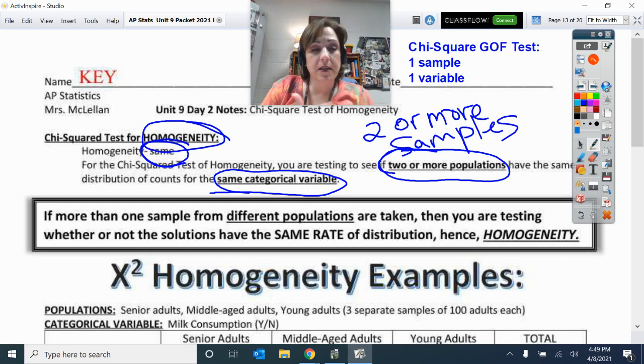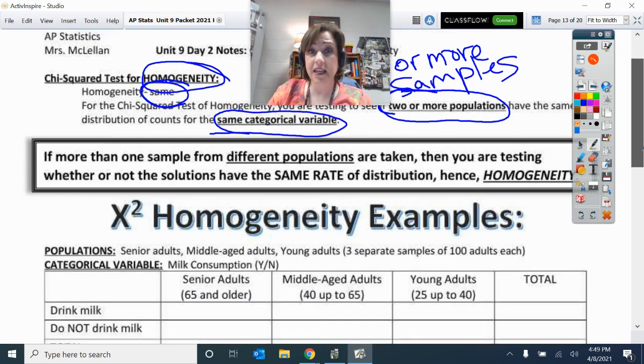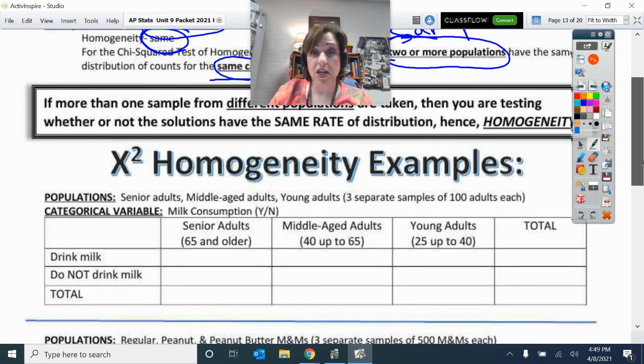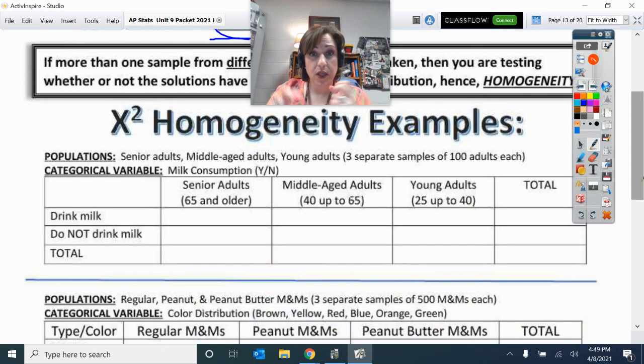And I have that stated here. If more than one sample from different populations, or if one sample from different populations are taken, then you are testing whether or not the populations have the same rate of distribution, hence homogeneity. Okay, so let's take a look. I have three examples here, and we'll talk about what makes them a chi-squared test of homogeneity.